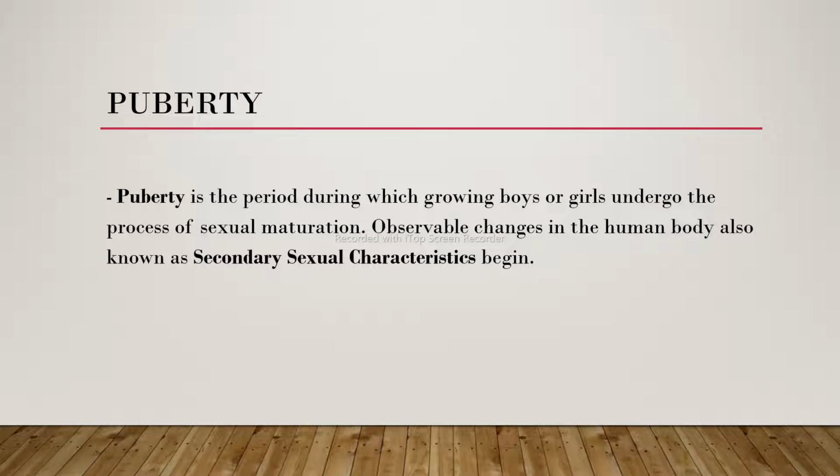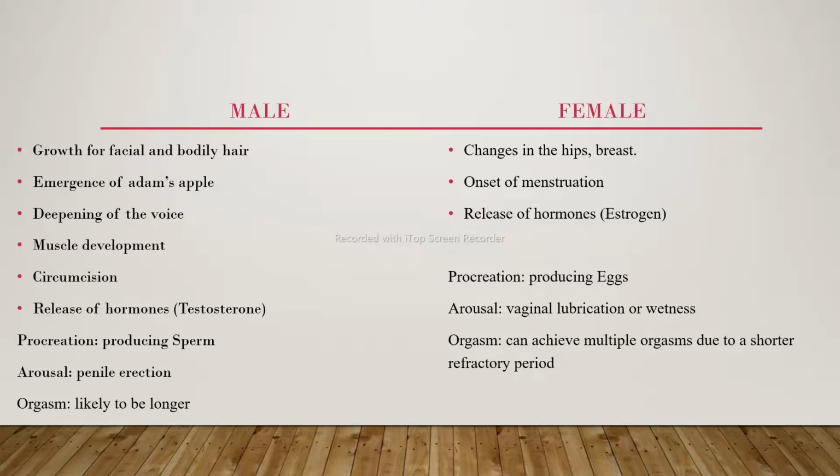Puberty is a period during which boys or girls undergo the process of sexual maturation. It is also called the adolescent period, when a child's body begins to develop. Next, in boys, there are observable changes that happen to the body. As I am a boy, we experience enlargement of the Adam's apple.